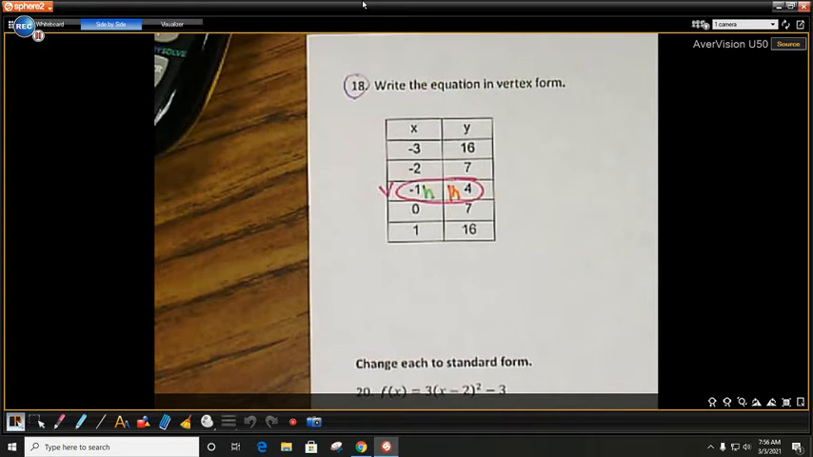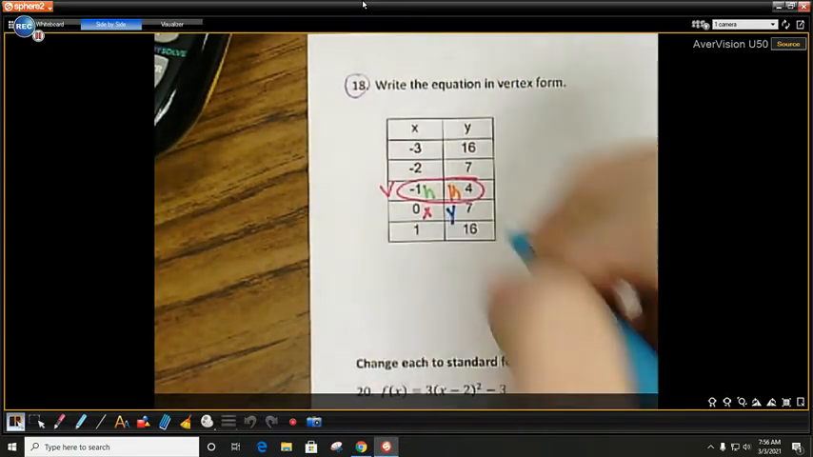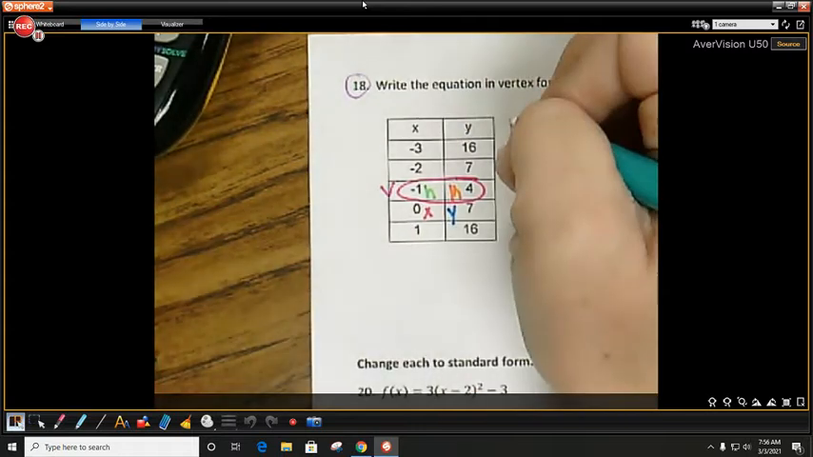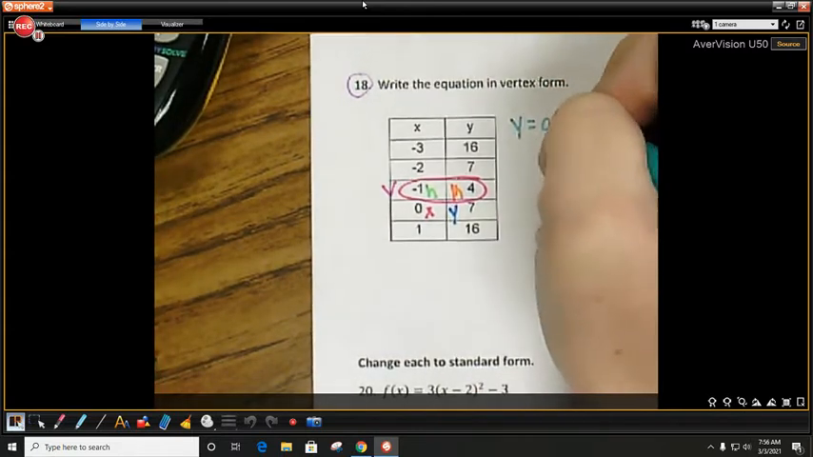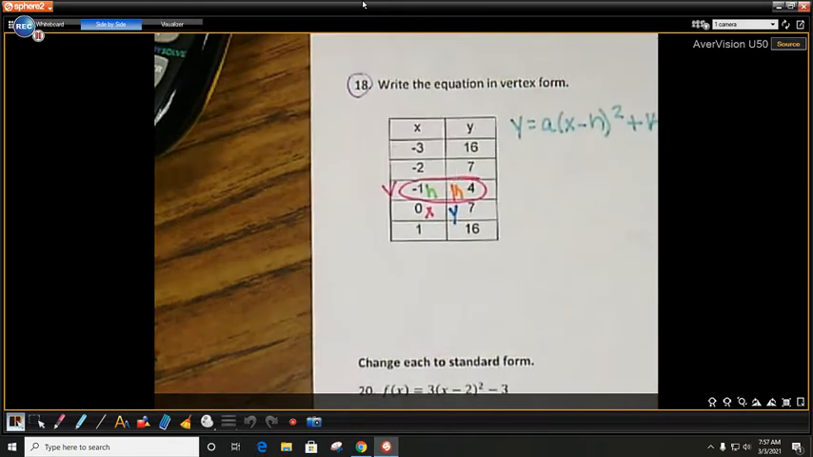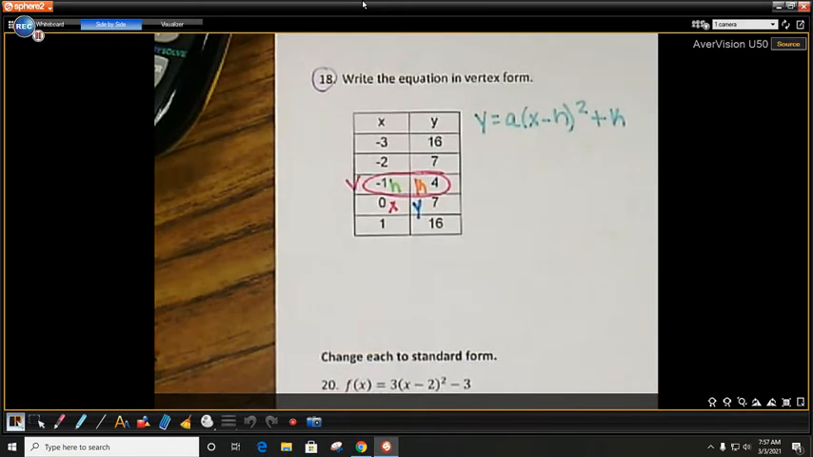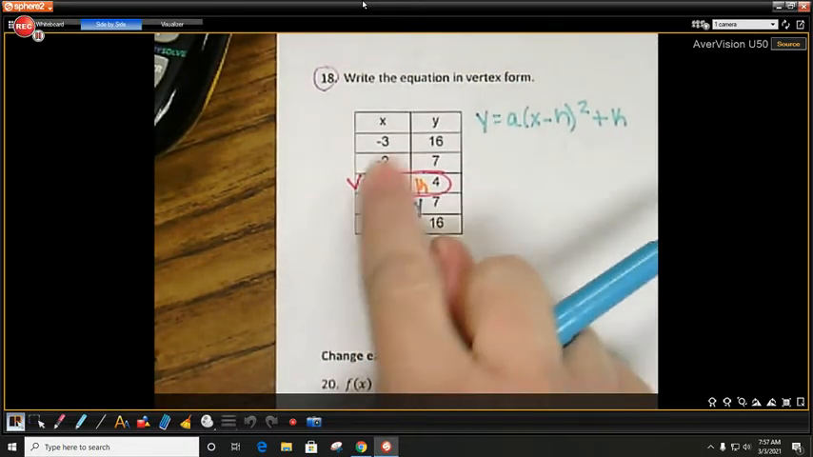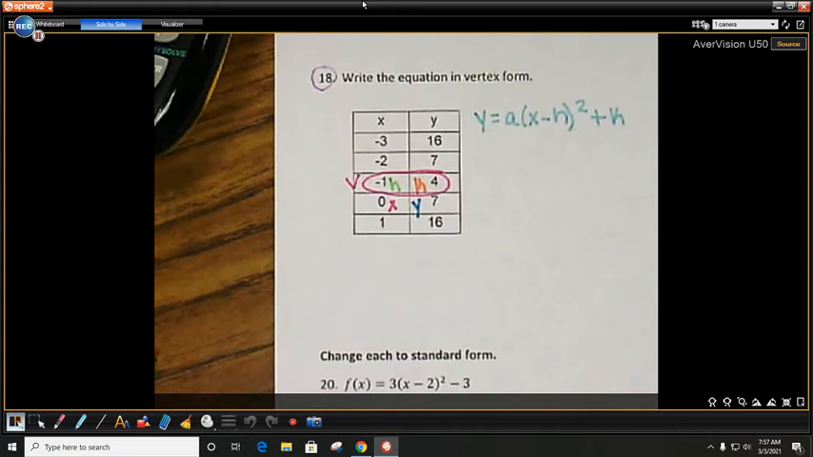Then we're going to pick another point and we are going to label that x, y. I just always use the point right below it. Could you use a different point on the table? You definitely could. Okay, so then we have y equals a times x minus h squared plus k. So that is your quadratic vertex form. Now we're going to substitute the values in that we just labeled here. Just like in the last problem, we're using these values to help us find the a value.